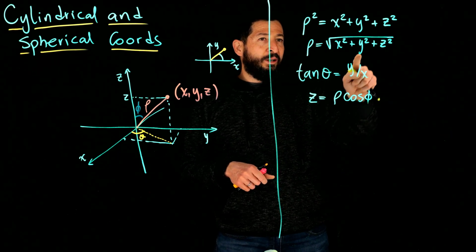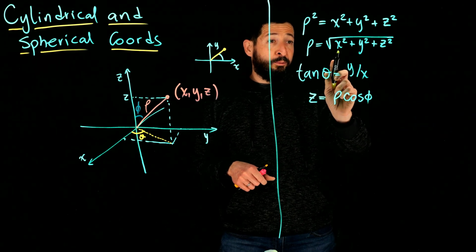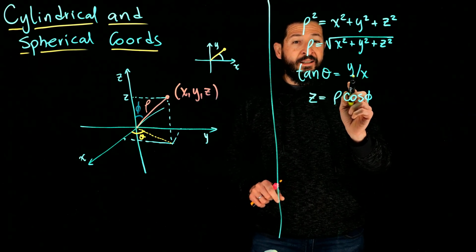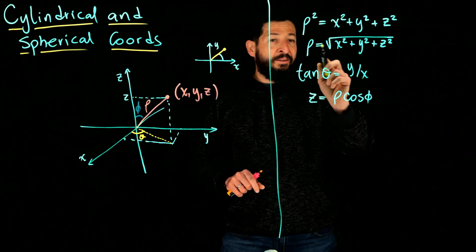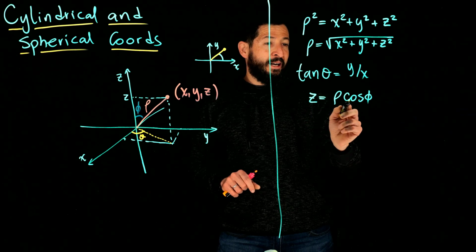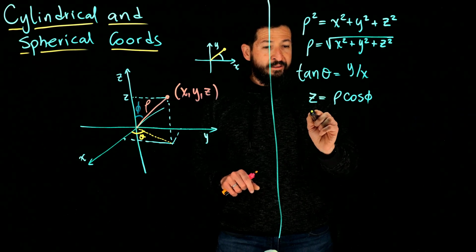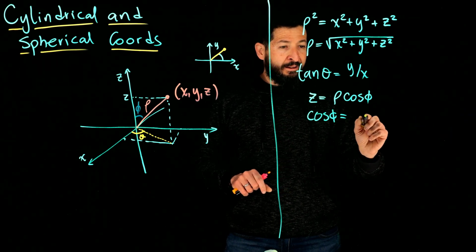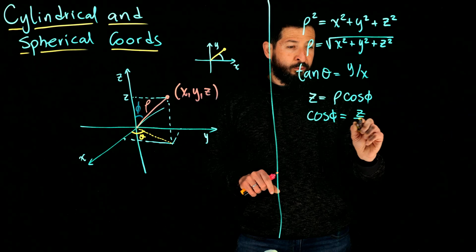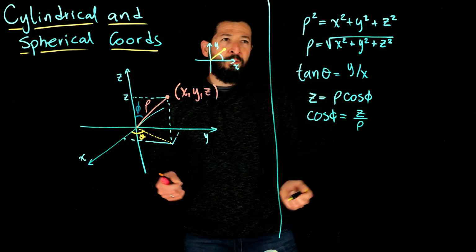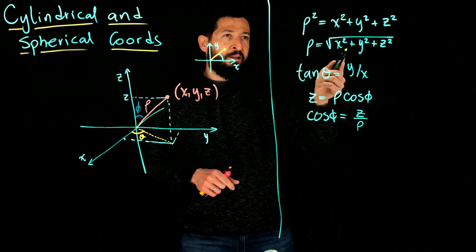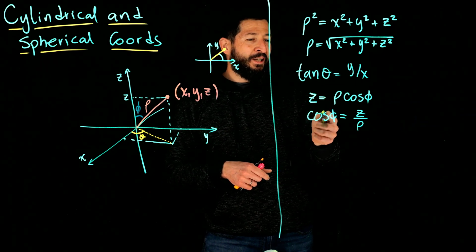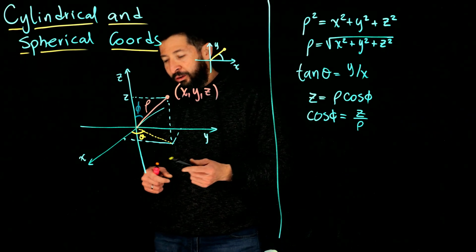So if I have x, y, z, I can find rho. Then with y and x as before, I can find theta. And then once I have rho and z, I can solve for the cosine of phi by dividing z over rho. So you do have to calculate it in order. You have to first calculate rho, then your theta, because that's the second one, and then you can calculate your phi.